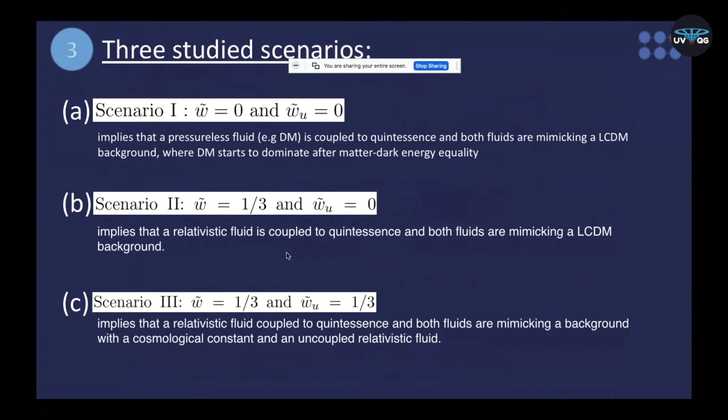The first scenario is one which implies that, for instance, dark matter is coupled to the quintessence, and it's mimicking an exact lambda CDM as from the matter-dark energy equality. In the second scenario, we have a relativistic fluid, which is coupled to the quintessence, and both are mimicking an exact lambda CDM background again. And in the third scenario, what we have is a relativistic fluid coupled to the quintessence, and these fluids are mimicking an early universe of lambda CDM. Or another example of this could be how neutrinos were coupled in the early universe and decoupled later on.